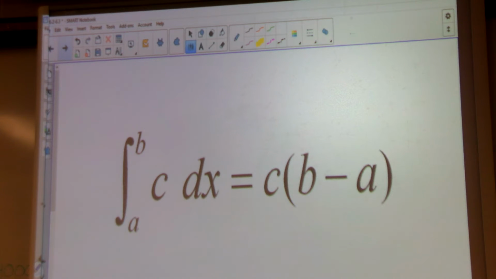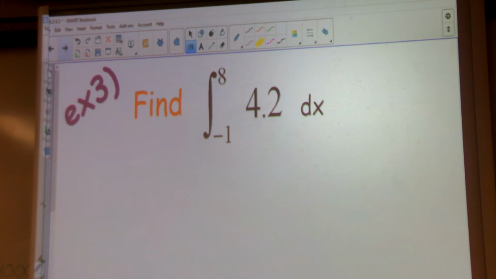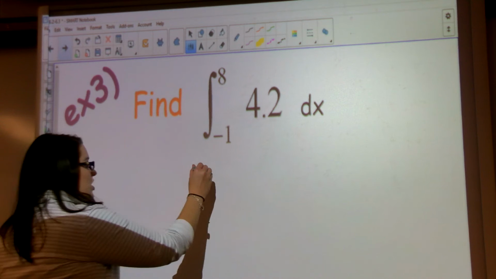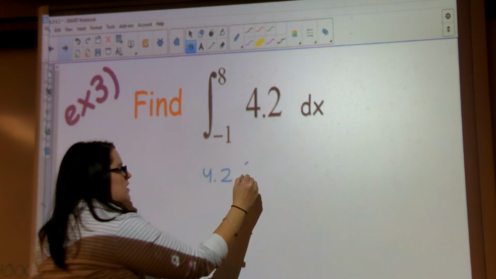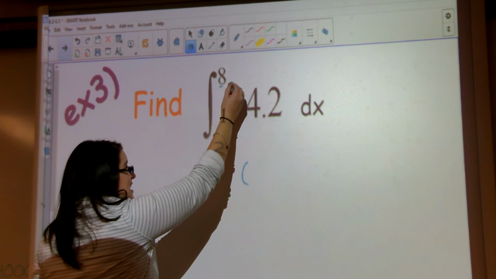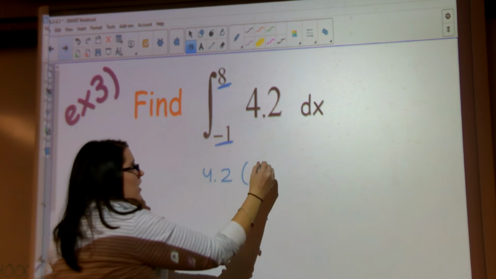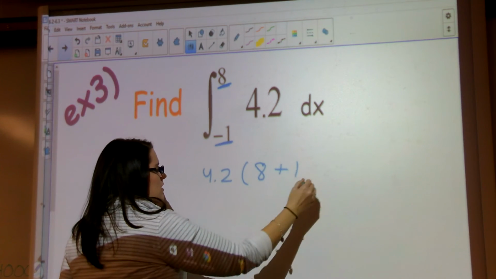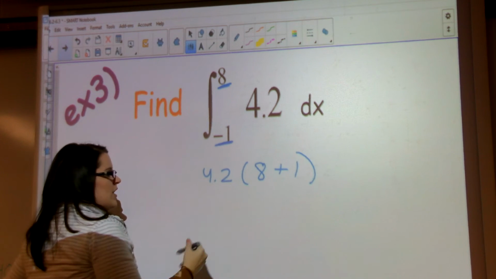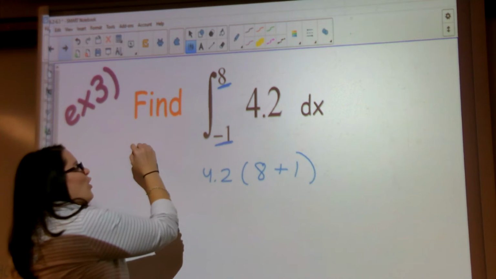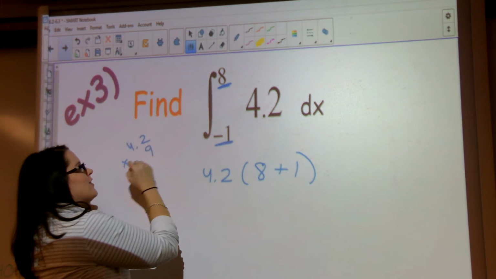Okay. So these should be easy peasy. Once again, these should be really quick, so I'm only going to do 1 or 2. I have the integral of a constant. That is just the constant itself. Now order matters: B minus A. 8 minus negative 1, times 4.2. Okay, so 37.8.